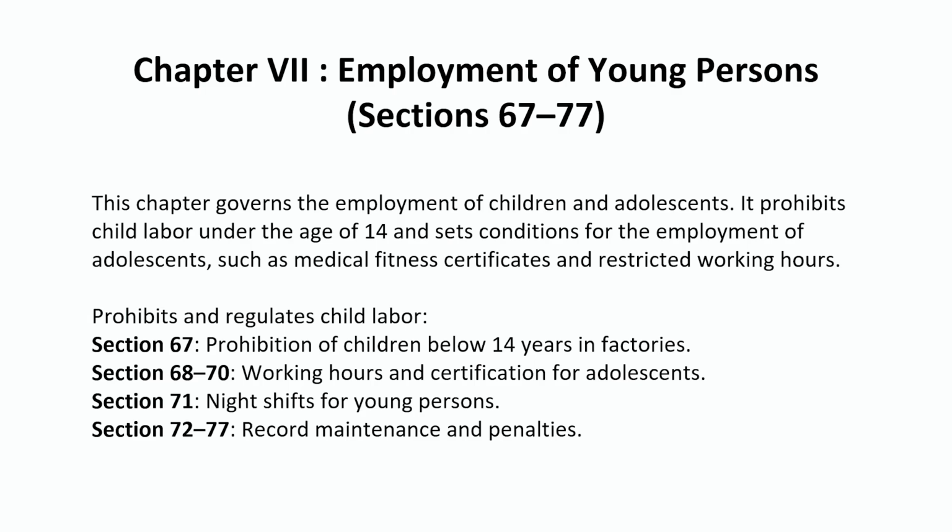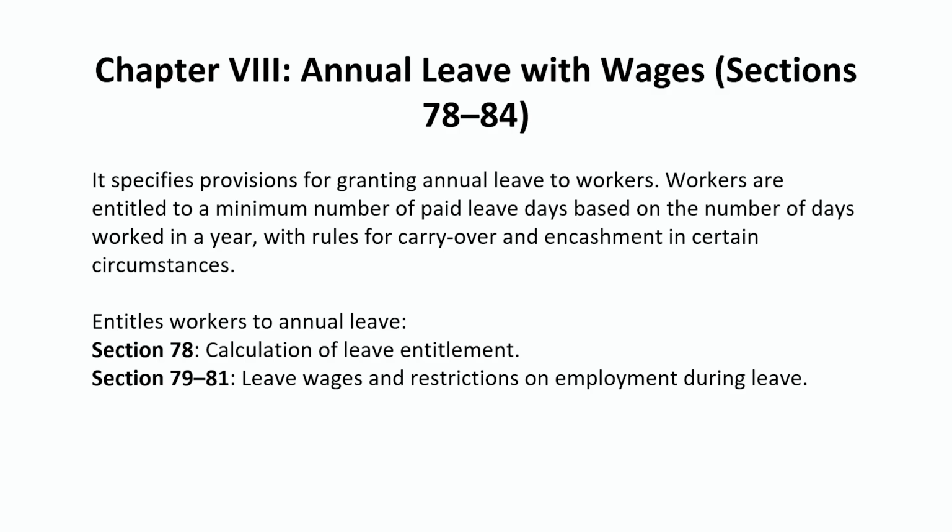Sections 67 to 77 talk about the employment of young persons. In section 67, children below the age of 14 years are prohibited in factories. Sections 68 to 70 talk about the working hours, certification for adults, and night shifts for young persons. But it is the duty of the occupier to maintain the record, otherwise penalties can be imposed. Next, chapter 8 talks about annual leave with wages, defined in sections 78 to 84.